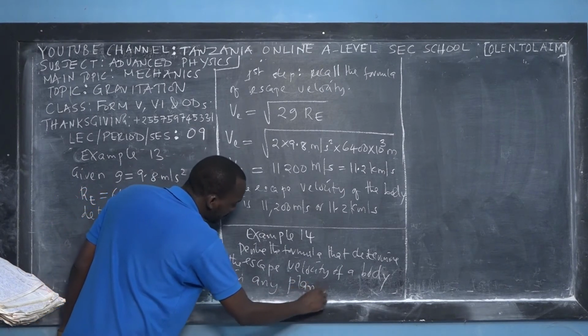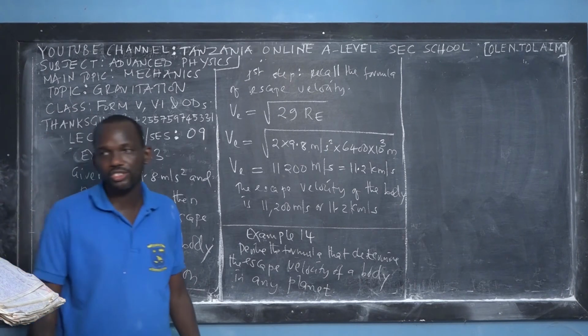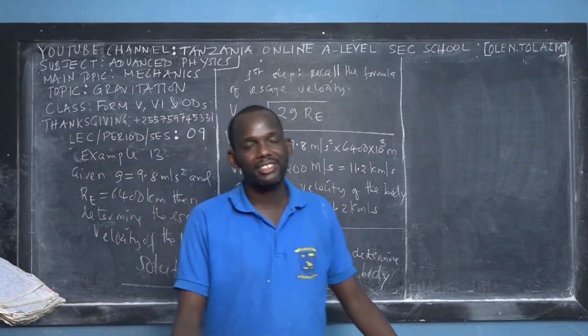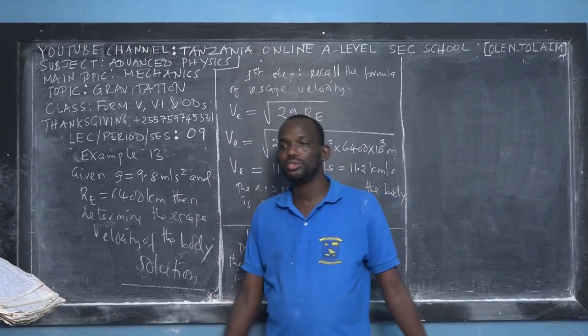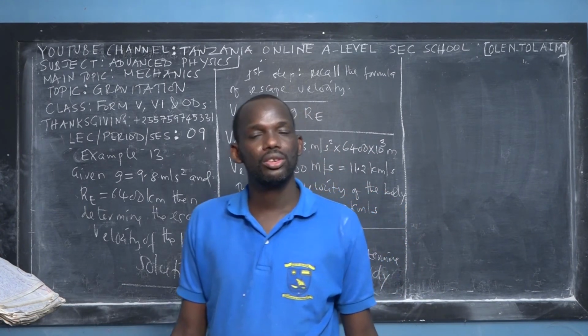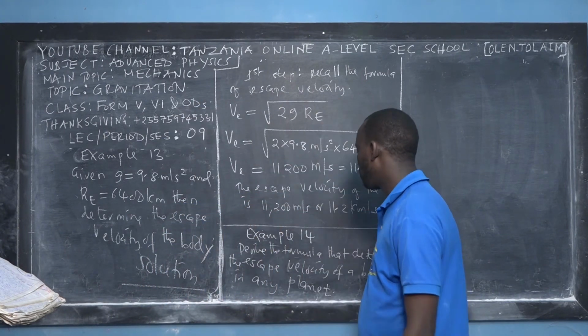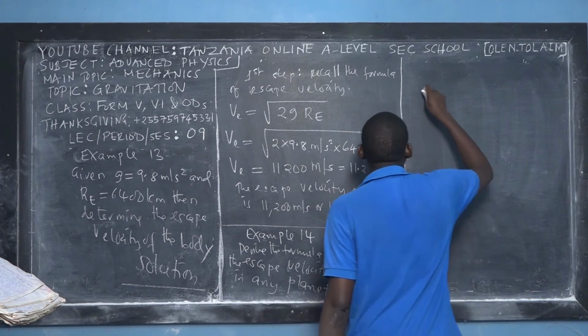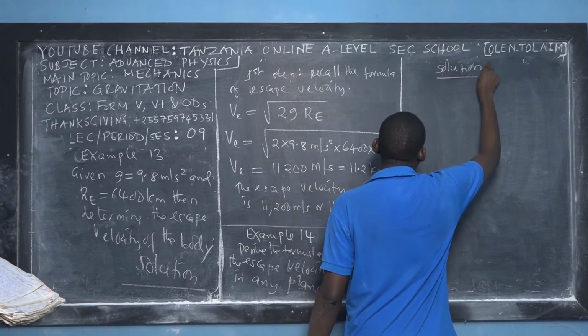Because that's the escape velocity from the Earth's surface, and in any other planet, for instance, you'll be given some problems to determine the escape velocity in Mars, or in Jupiter, or in Neptune, or in Uranus, or in Saturn. So how can you solve those problems? So this is the how. We say this is very simple. Solution.